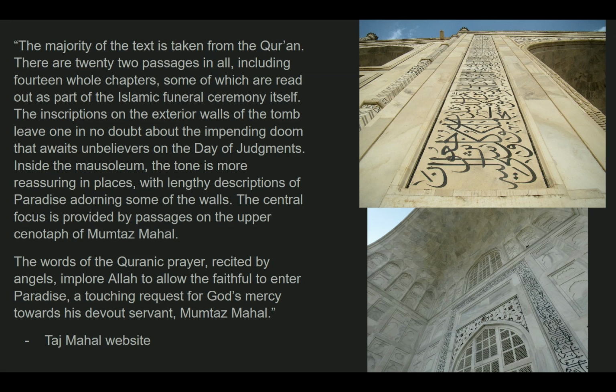The central focus is provided by passages on the upper cenotaph of Mumtaz Mahal. The words of the Quranic prayer, recited by angels, implore Allah to allow the faithful to enter paradise, a touching request for God's mercy toward his devout servant, Mumtaz Mahal.